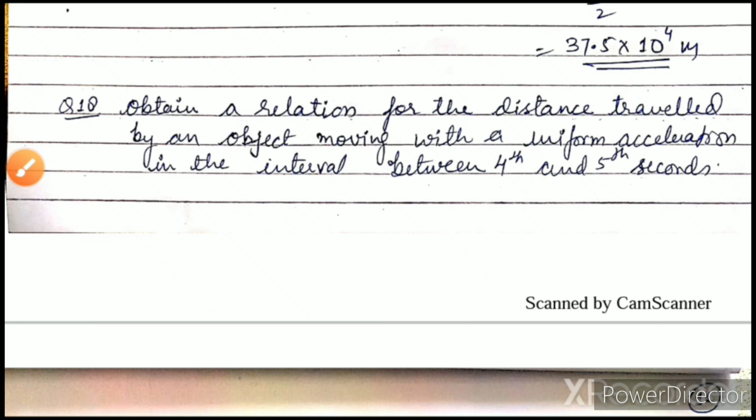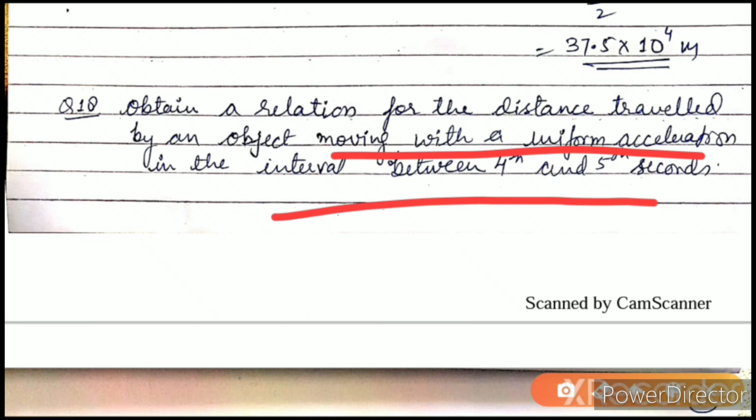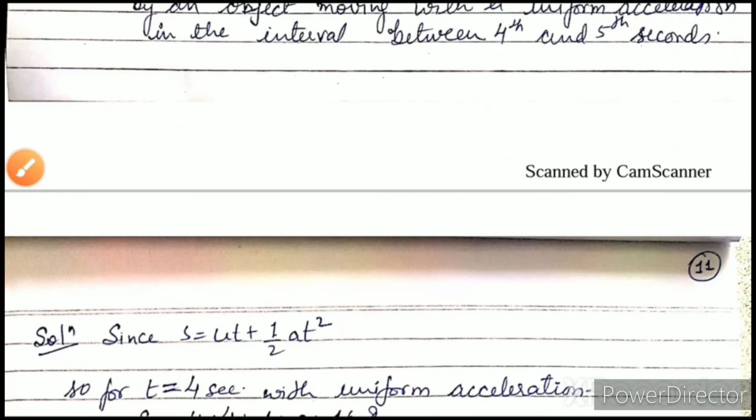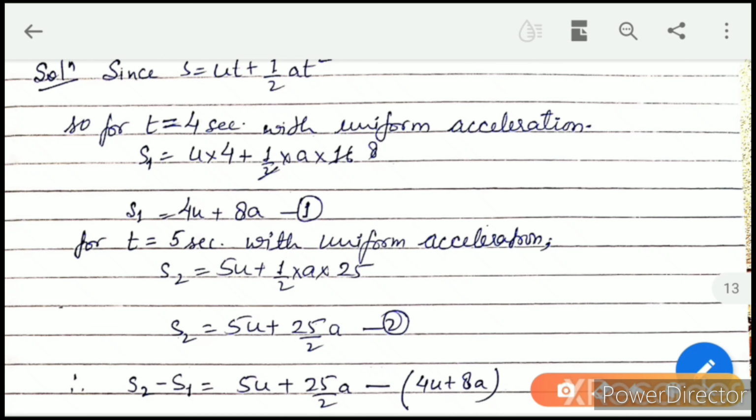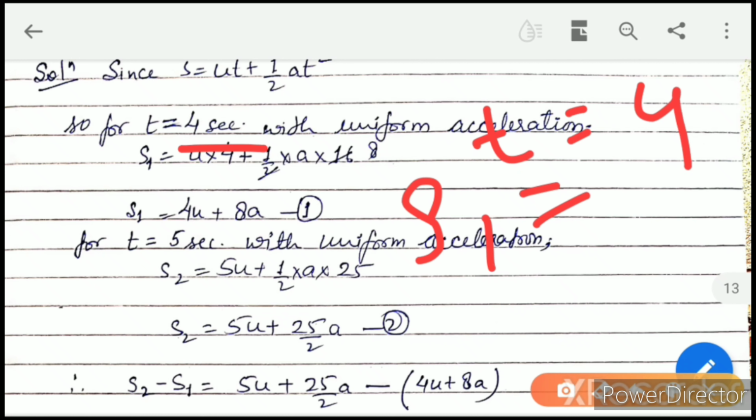Obtain a relation for the distance traveled by an object moving with a uniform acceleration in the time interval between 4th and 5th second. Now see here, we already know that s is equal to ut plus half at square. Okay, this is the second equation. Let us substitute the value. S1 be the first distance and the time for 4 seconds. So S1 will become, only substitute t equal to 4 seconds. So S1 is 4u plus 8a.